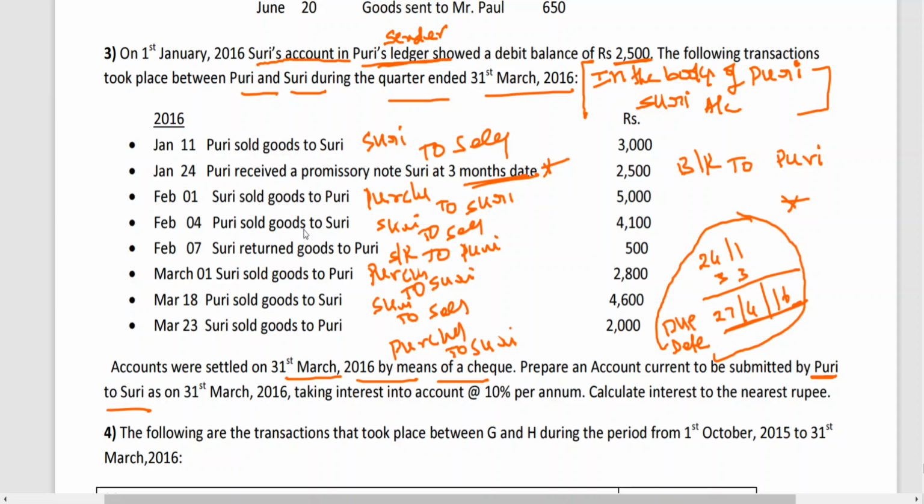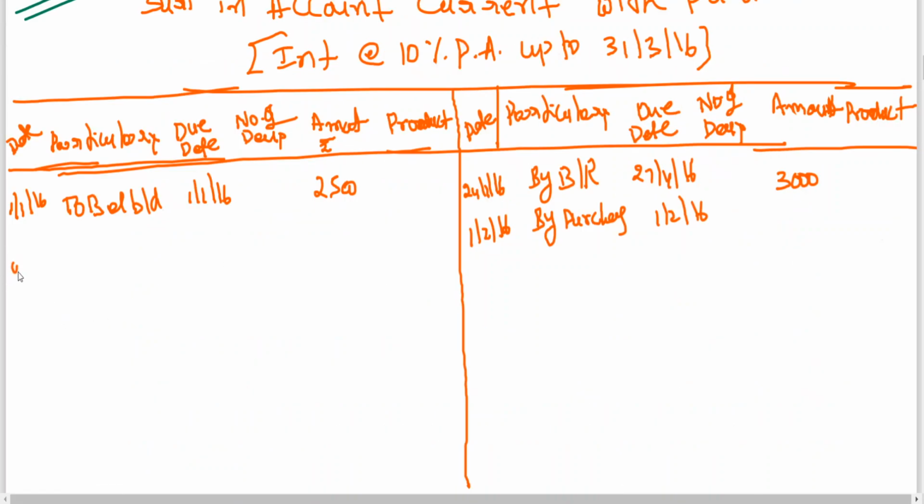Next, Puri sold goods to Suri. Who is the receiver? Suri. If he is a giver, it is a purchase. If he is a receiver, sales. Simple. Suri to sales 4,100. Date February 4th. To sales.